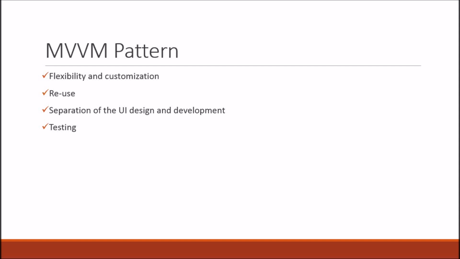All of the MVVM advantages derive from this feature. And so you have flexibility and customization as part of the advantages of MVVM, such that different views can be used with the same view models. So you can have different views, different screens using the same view model, allowing completely different visual representations of the same functionality depending on what different customers want. You're able to reuse the code.